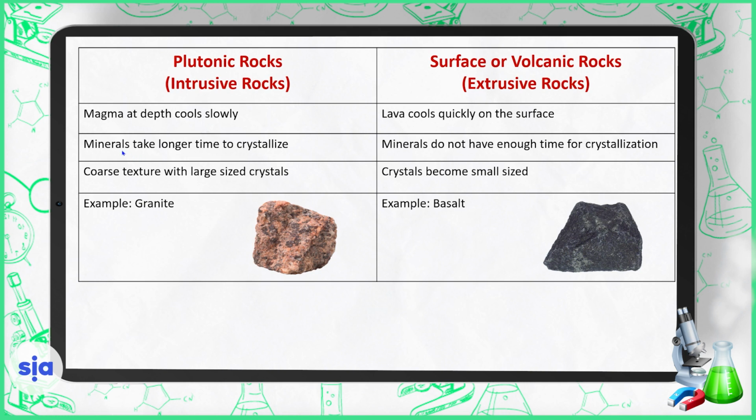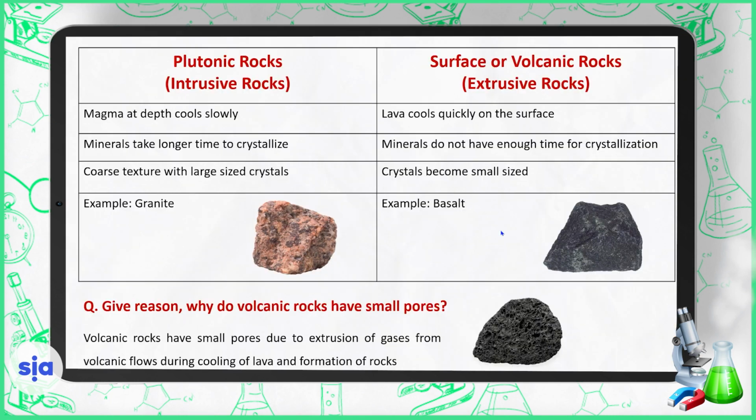Minerals in plutonic rocks take longer time to crystallize, of course, because magma cools slowly. But minerals in volcanic rocks do not have enough time for crystallization. The crystals in the plutonic rocks are coarse and large in size, while the crystals in the volcanic rocks become small-sized. Example of plutonic rocks is granite, and example of volcanic rocks is basalt.